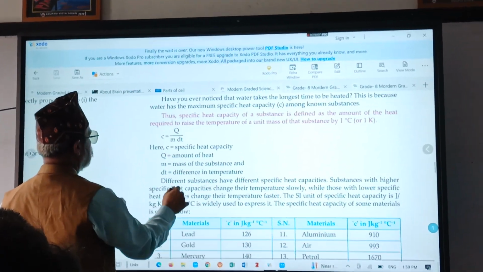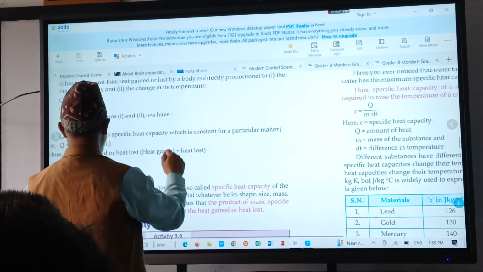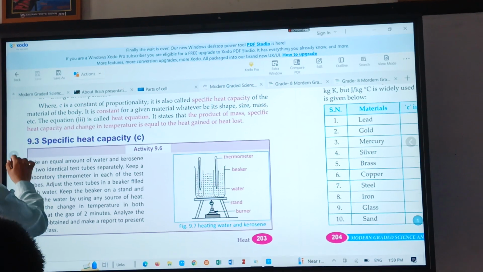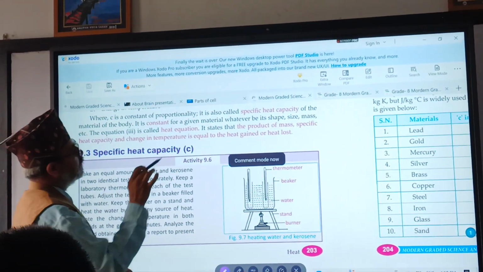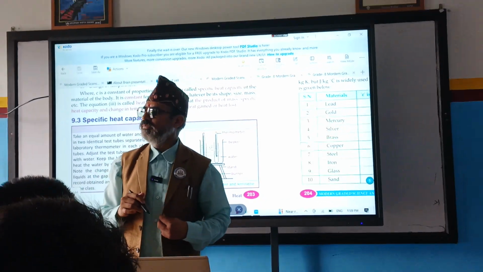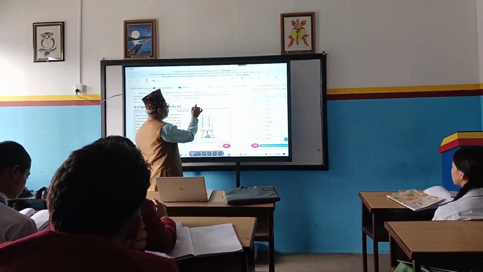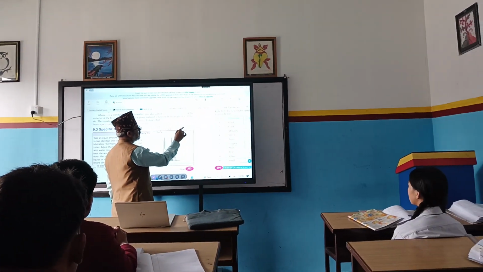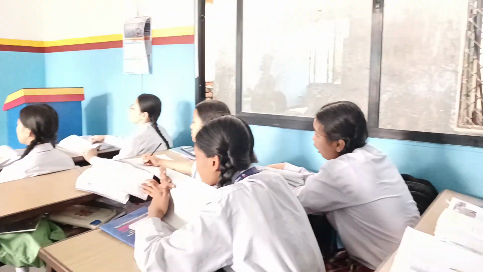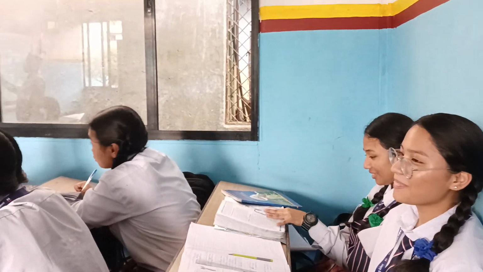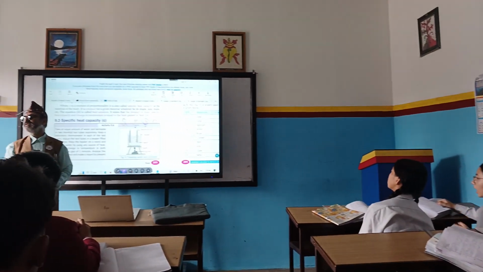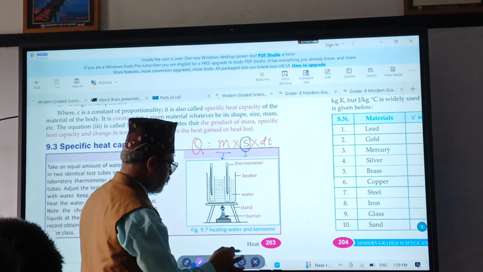We discussed thermal expansion also, and today we are going to discuss one new thing. What is that? Specific heat capacity. Before starting that, let's remember the heat equation. What is the formula of the heat equation? Q equals m times s times dt. What is m? Mass. What is s? Now this one we have to discuss. Specific heat capacity. Okay.